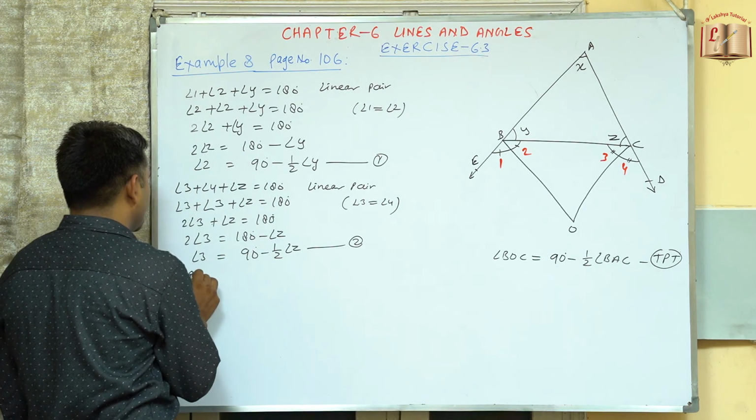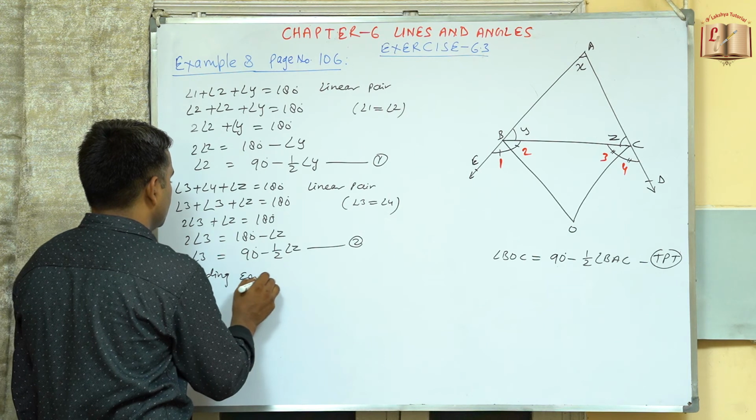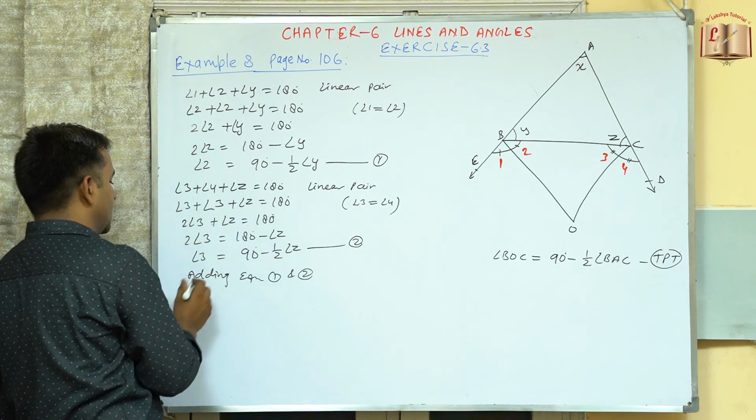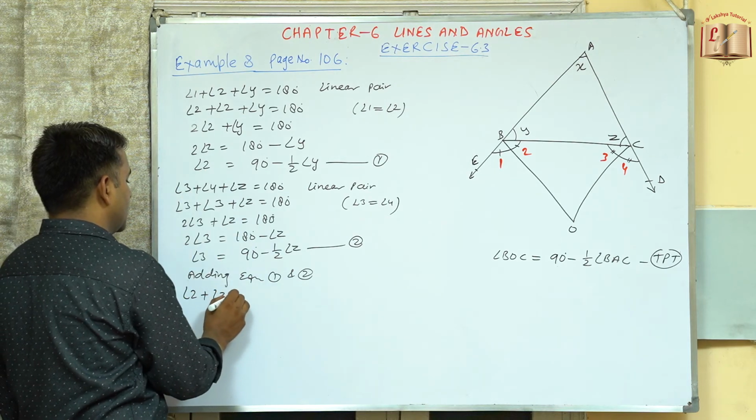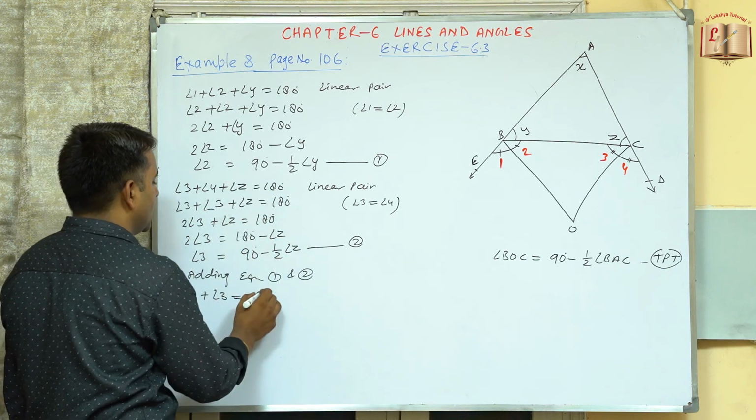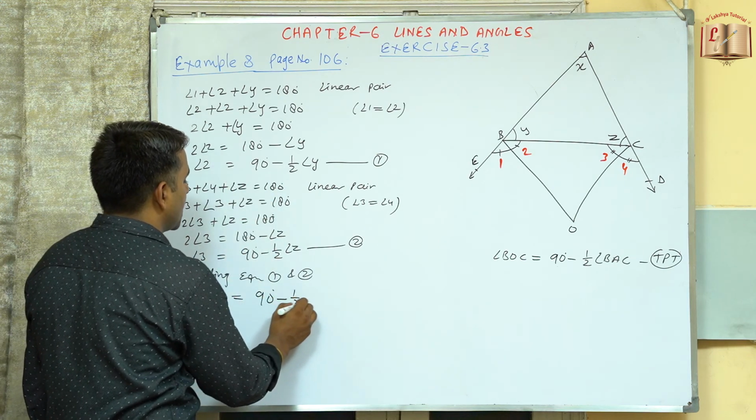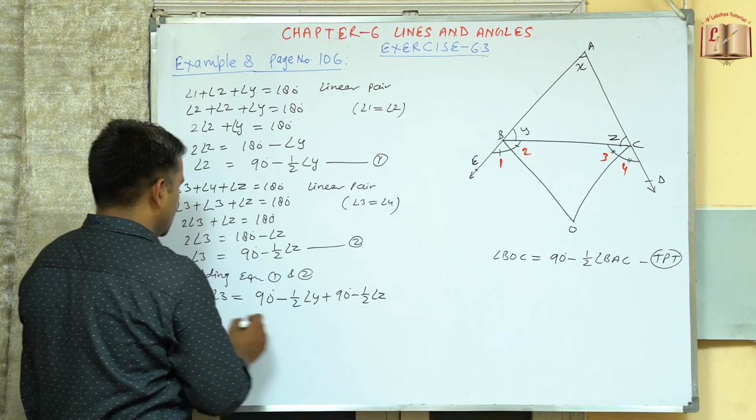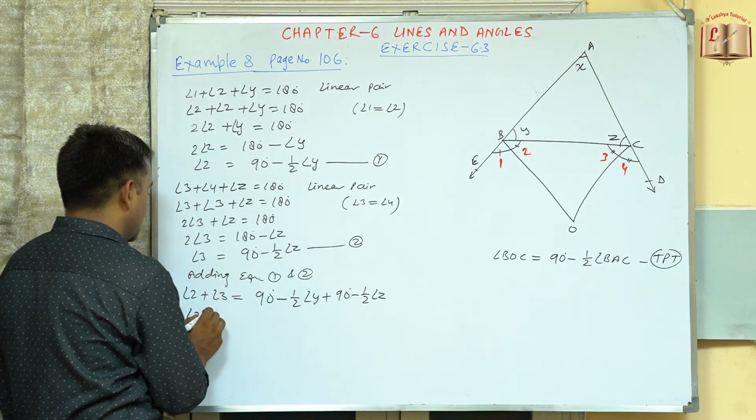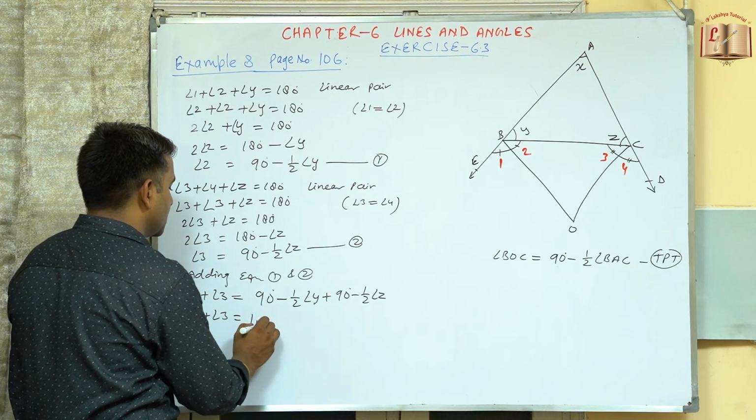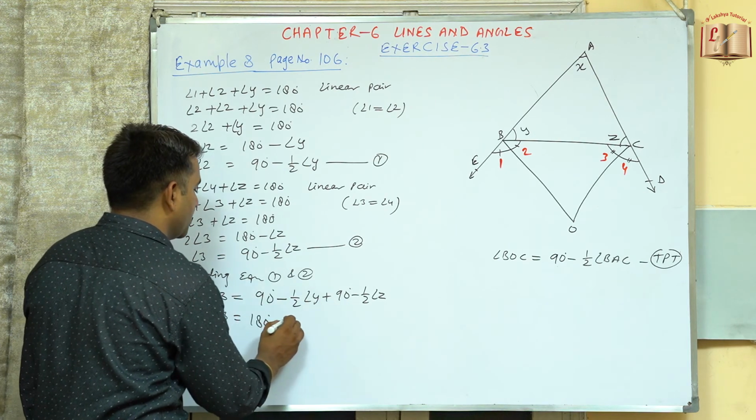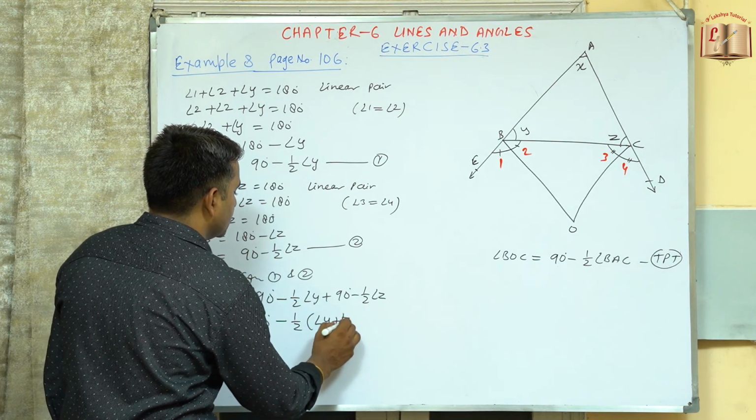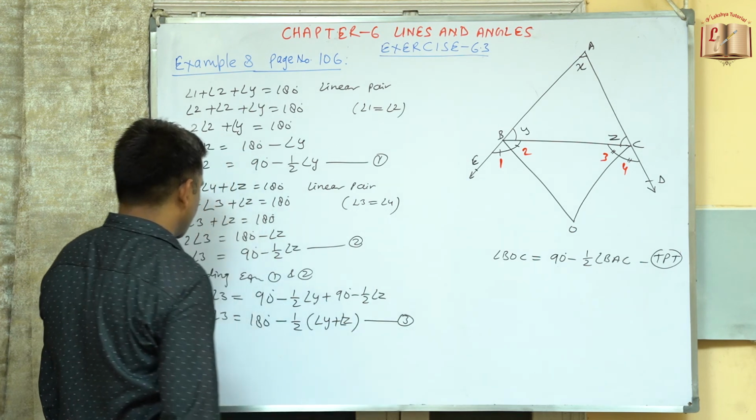So now we can add. Adding equation 1 and equation 2, angle 2 plus angle 3 will be equal to 90 degrees minus half of angle y plus 90 degrees minus half of angle z. So angle 2 plus angle 3 will be equal to 180 degrees minus half of angle y plus angle z. So this is equation number 3.